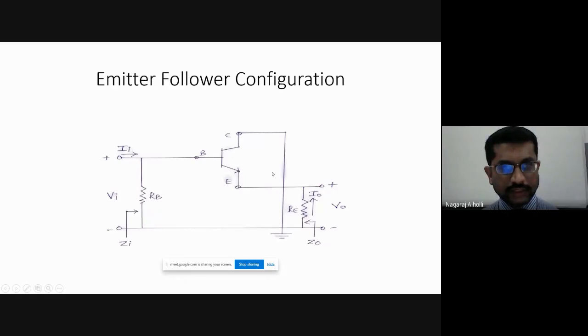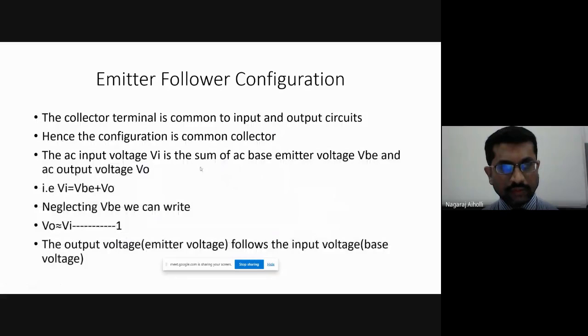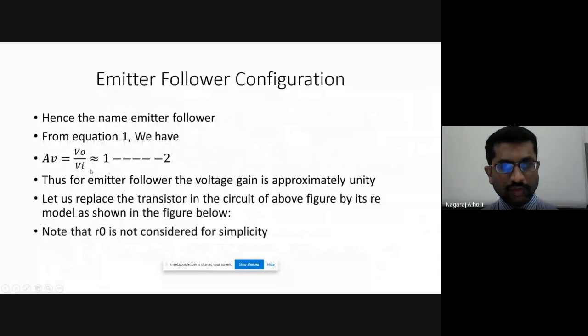Next, we discussed that the gain of the circuit is approximately unity, it is 1. For emitter follower, the voltage gain is 1, and hence the output will follow the input. Output is equal to input. Here, R naught is not considered for simplicity. Output resistance is small, and it can be neglected.